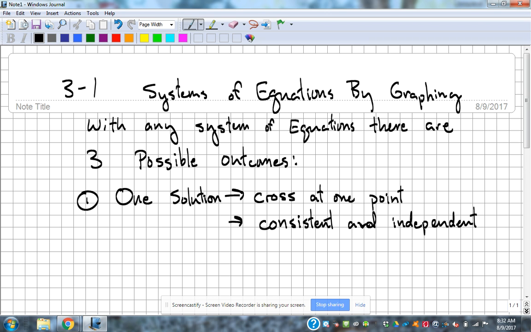Okay, so consistent meaning it has a solution. Independent meaning the lines go different directions. They're independent. If you're an independent person, you go your own way, right? That's what makes sense, okay? Second possibility is, what was it like when the lines were like this? They didn't touch at all, right? So if crossing is one solution, they touch at one place, what would this be? No solution. They're parallel lines, that's right.